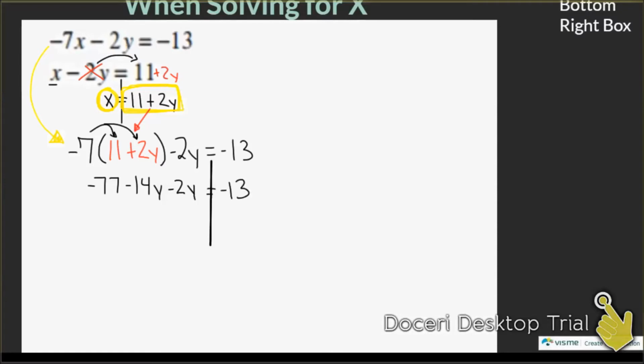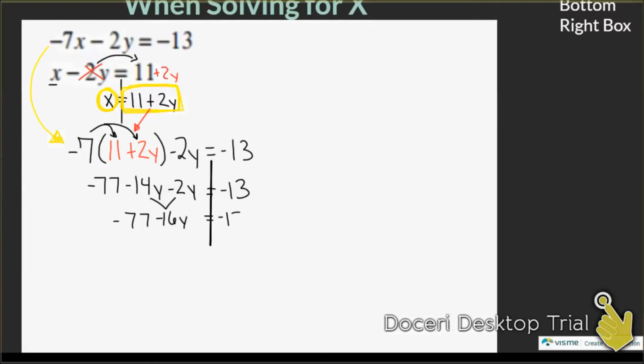So the next thing we could do is combine our y values. So if I'm at negative 14y and I subtract 2 more y, help me out. Negative 14 minus 2, where would I stop at? And we should have gotten negative 16y. So we have negative 77 minus 16y equals negative 13.